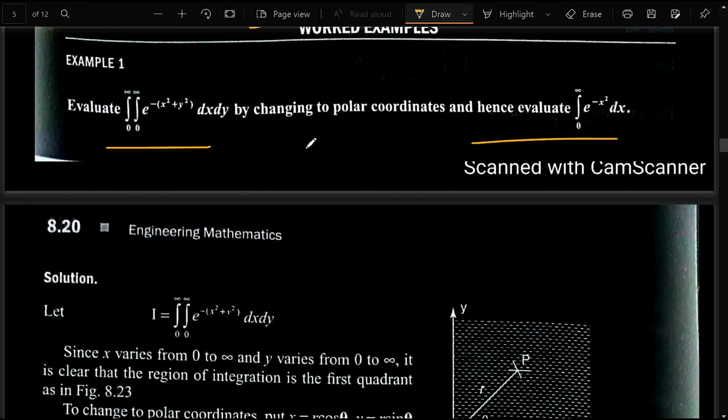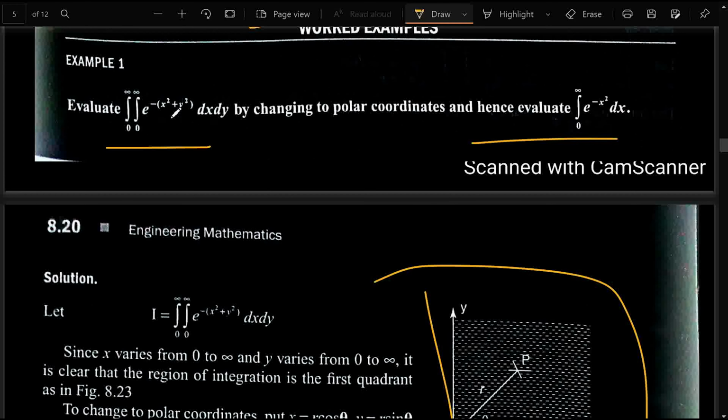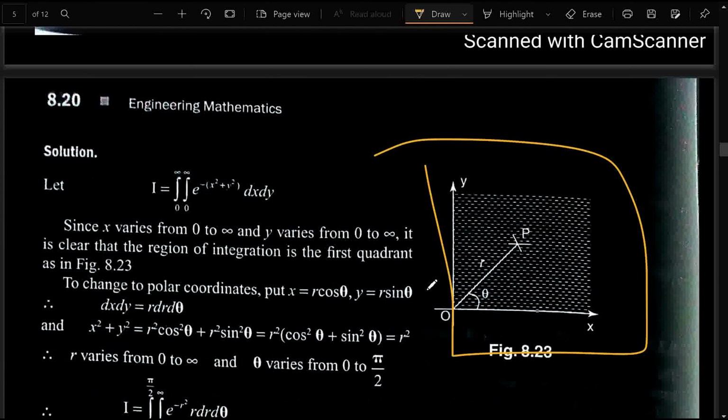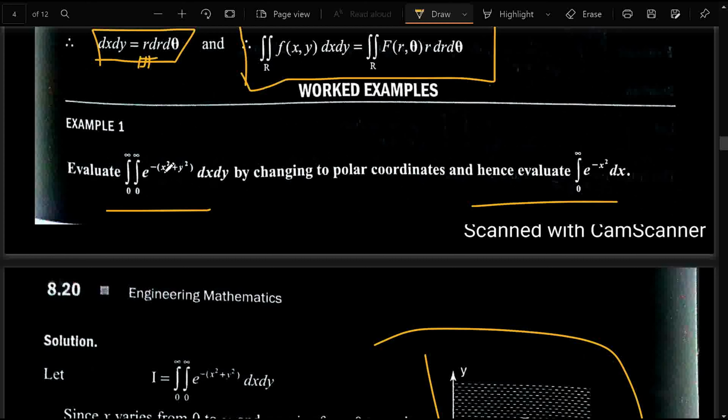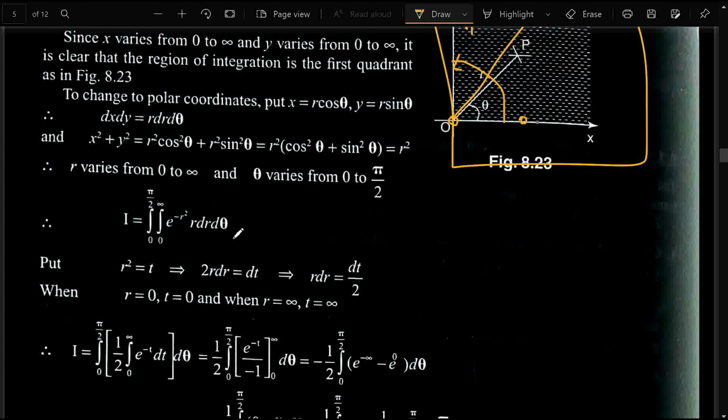To change into polar form, first look at the limits and draw the rough graph. This is the rough graph: x is 0 to infinity, y is 0 to infinity. The whole first quadrant is taken, and you know x is r cos θ, y is r sin θ. So if you do that, you get r squared, and r is 0 to infinity. And what is θ? θ is 0 to, this is 0 and this is 90 degrees, so π/2. So instead of dx dy, r dr dθ will come.